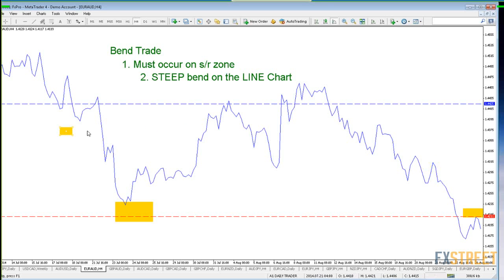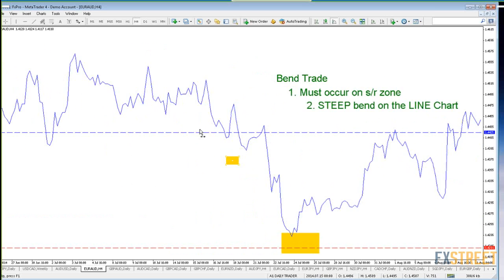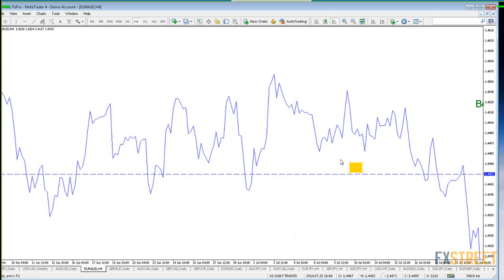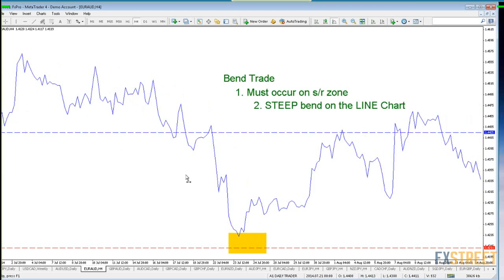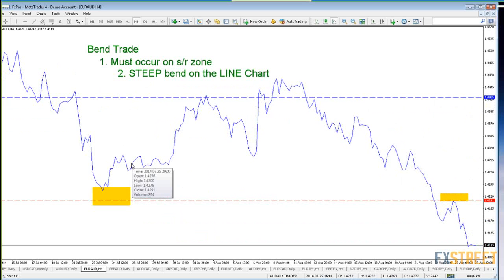You don't want one where the market's not really ready to go. Like this would be one that you would stay away from right here. See how it's kind of flat right there? That's not a good bend. The sharper the better, okay? So it's got to be really sharp. Hopefully that makes sense. If there's any questions, let me know. But that's definitely what I want to see, is that sharp move.